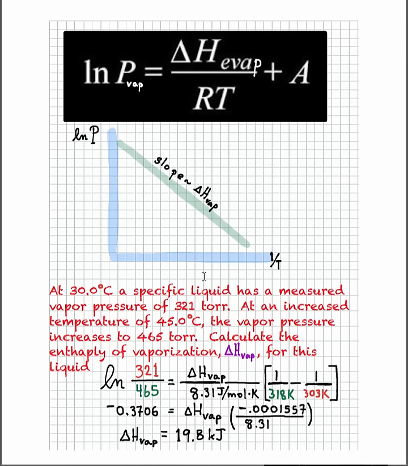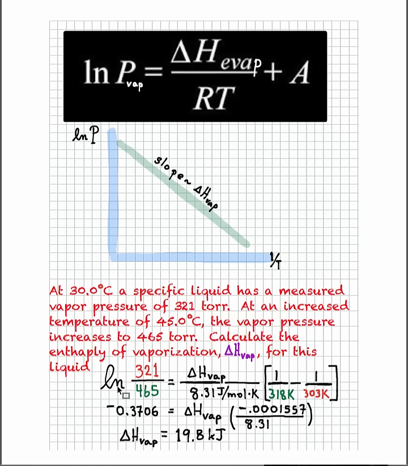So in a tricky example, you might be asked the question, at 30 degrees Celsius, some liquid has a vapor pressure of 321 torr. That's 321 torr and 30 degrees Celsius plus 273 Kelvin. And increasing the temperature to 45 degrees plus 273 will raise the vapor pressure to 465 torr. So it's kind of tricky to make sure you get this one matched up with this one and this one matched up with this one. That is P1 and T1 and P2 and T2. But in any case, from there it's just simple algebra.